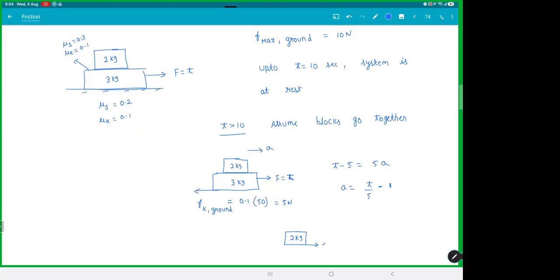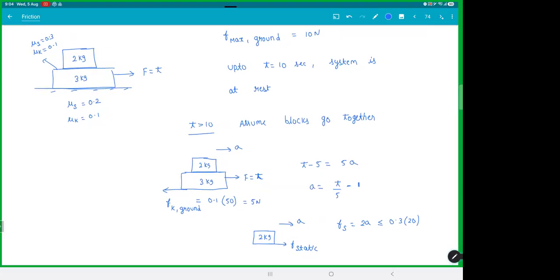And remember, this friction is F static because you're not slipping, right? You're assuming they're going together. So F static will be 2 into A, and this should be less than or equal to 0.3 into 20. So this would be 2 into (t by 5 minus 1) less than or equal to 6. That would be 3, 4. We get t less than or equal to 20 seconds. Meaning up to 20 seconds.